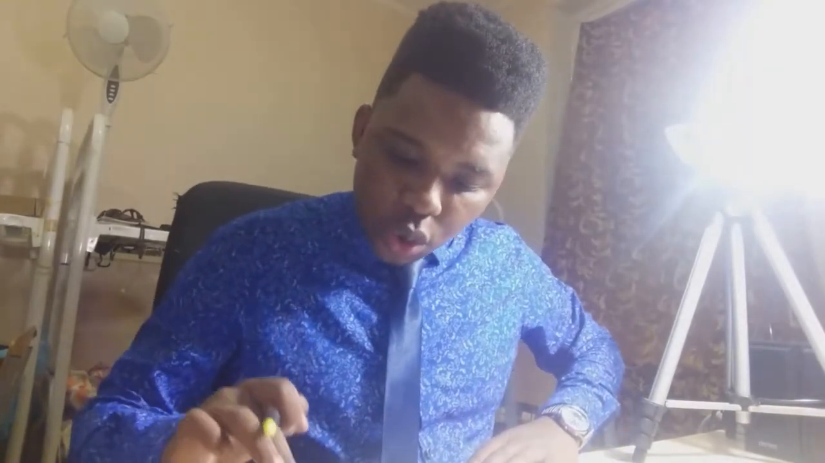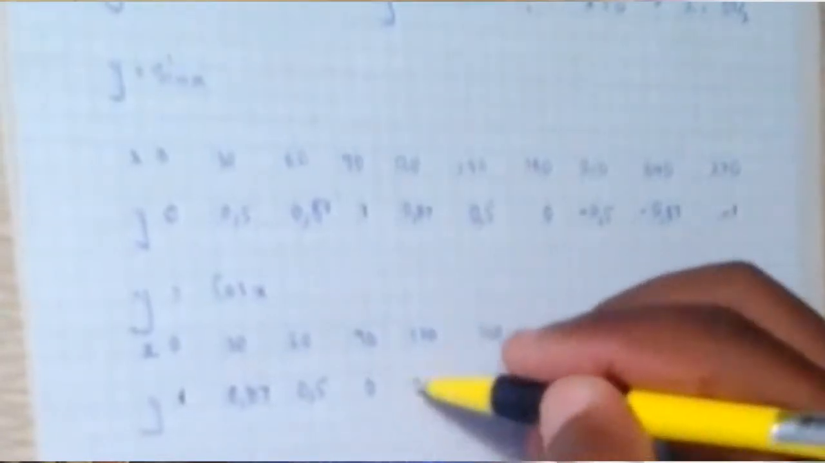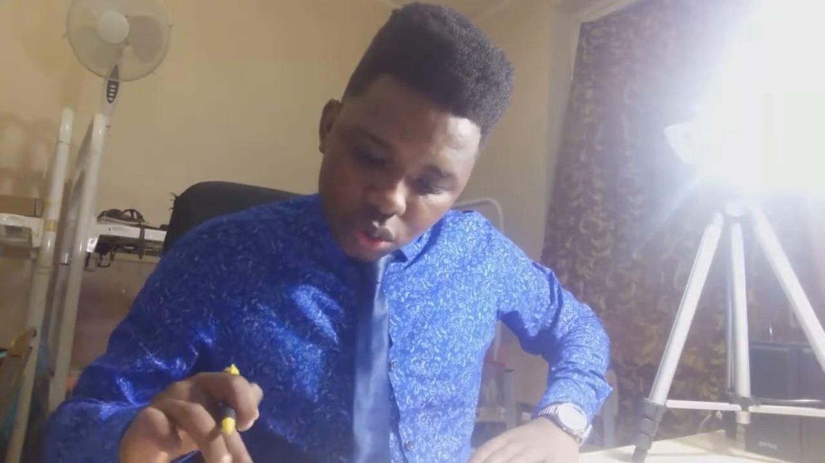cos 90, it's 0, and cos 120, this gives me a negative 0.5, and cos of 150, this gives me negative 0.87. I've rounded it again to 2 decimal places.